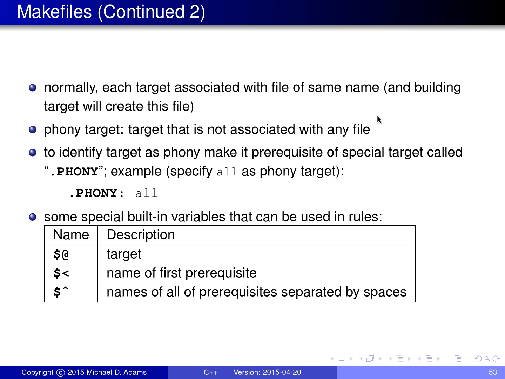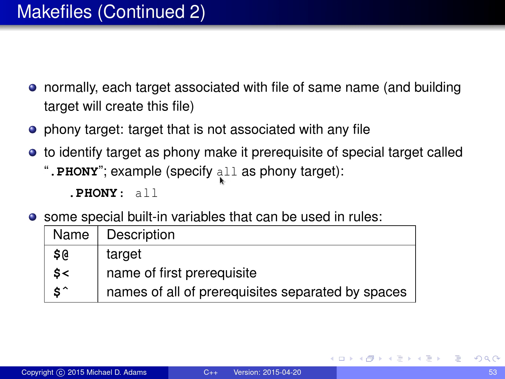And such a target is called a phony target. In other words, a phony target is just a target that's not associated with any file. So when we build that target, it doesn't necessarily create any file. And if we want to specify that a target is a phony target, what we do is we make it a prerequisite of this dummy target called .PHONY.